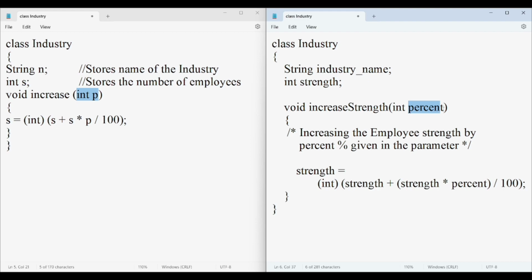Now coming back to the significant comment, on the right hand side you can see I have written a proper multi-line comment which says the below logic is for increasing the employee strength by the percentage given in the parameter. So anybody who is looking into your program can easily understand what the below statement is going to do, right?